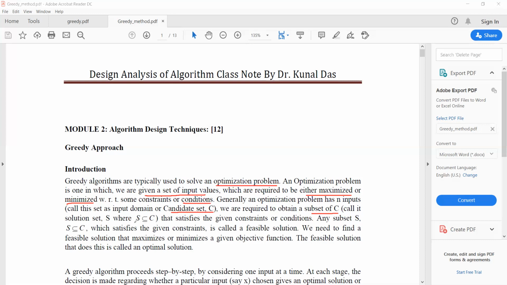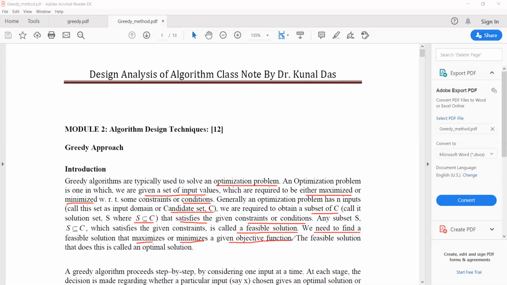A subset of set C that satisfies the given constraints or conditions. With this we can find the solution, which is called a feasible solution. We need to find a feasible solution that will maximize or minimize a given objective function.